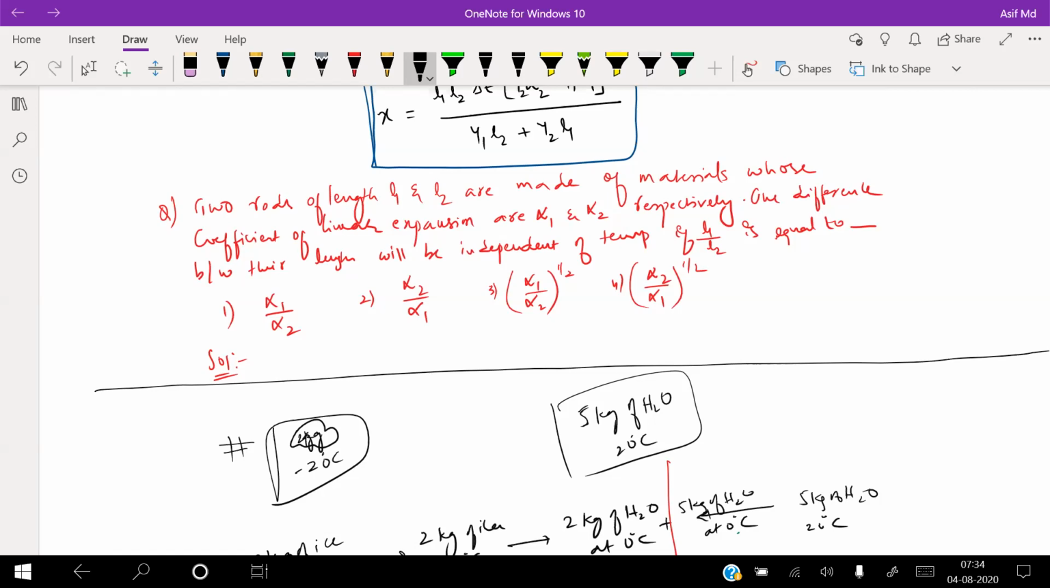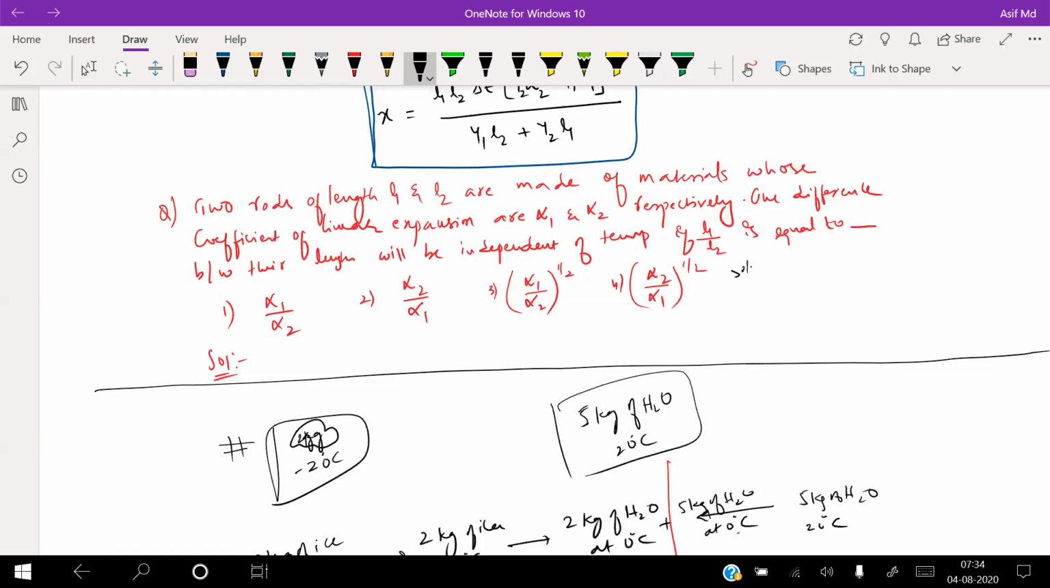Two rods of length L1 and L2 are made of materials whose coefficients of linear expansion are alpha 1 and alpha 2. The difference between their lengths is independent of temperature. Difference between the lengths is independent means what? Expansion of the first one and expansion of the second one are not depending on each other. So they are independent of the temperature. That means expansion in the first rod will be equal to expansion in the second rod.